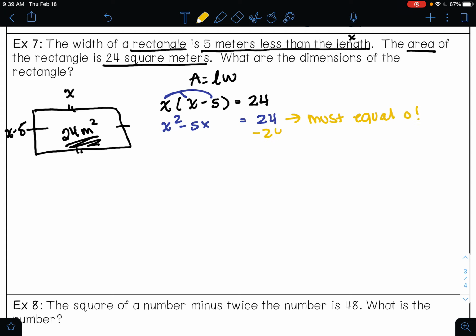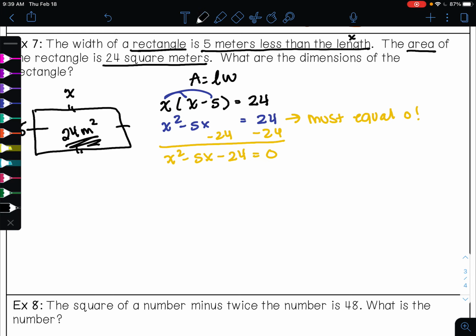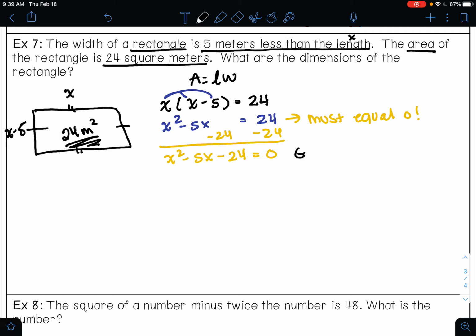So I need to subtract 24 on both sides. And when I do that, I get x squared minus 5x minus 24 equals 0. From here, I can factor. There is no GCF, so I'm going to go straight to the area model.